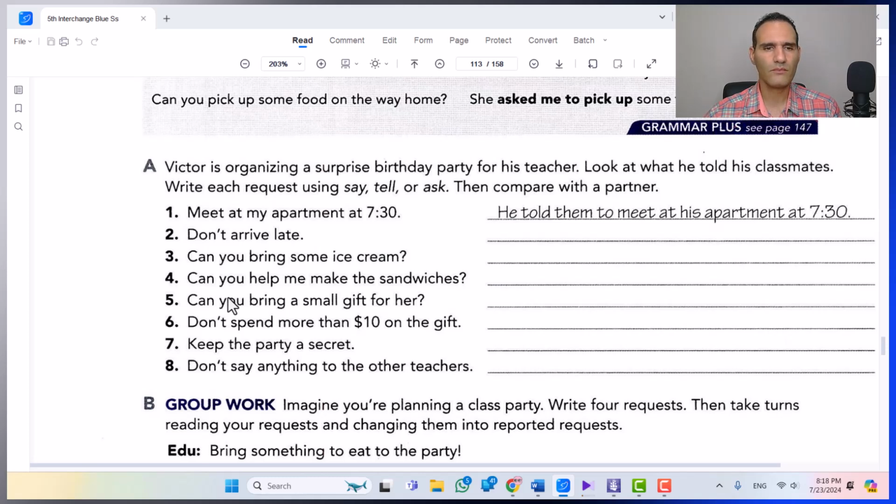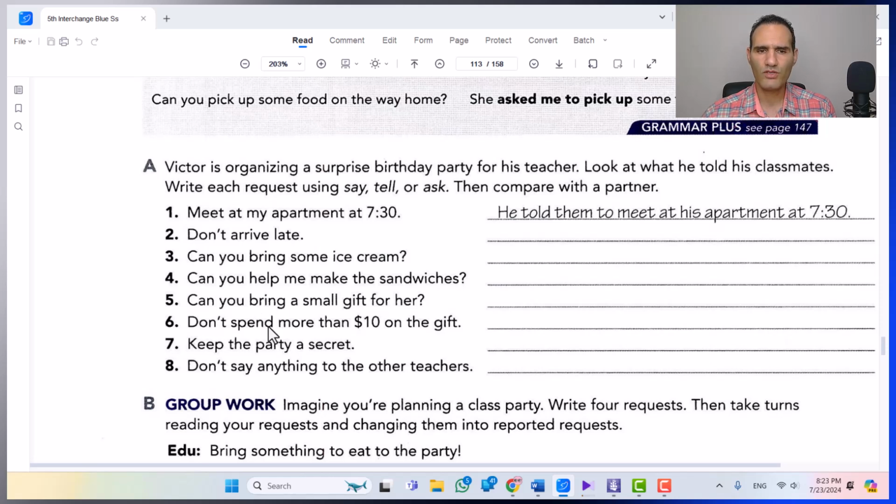Okay. Number 4, can you help me make the sandwiches? Again, a question. So he asked them to help him make the sandwiches. Can you help me? He asked them to help him make the sandwiches. Number 5, can you bring a small gift for her? Again, a question. He asked them to bring a small gift for her.